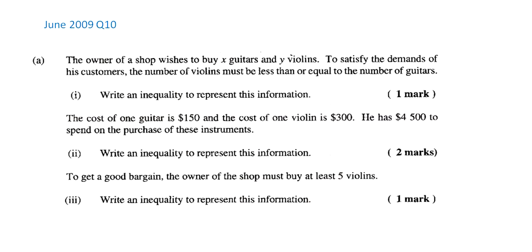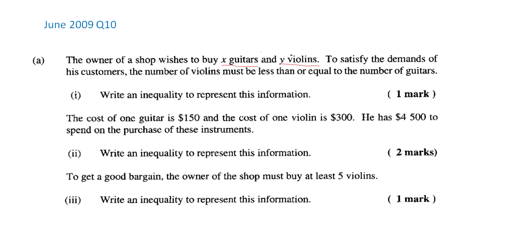So this one is from the June 2009 paper, question 10. You have the owner of a shop who wishes to buy x guitars and y violins to satisfy the demands of his customers. The number of violins must be less than or equal to the number of guitars. Write an inequality to represent this.